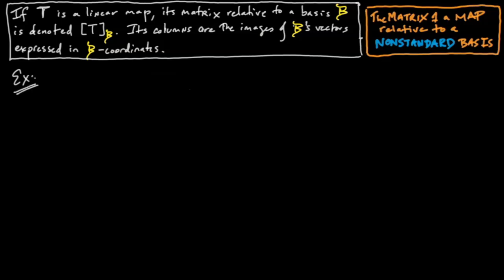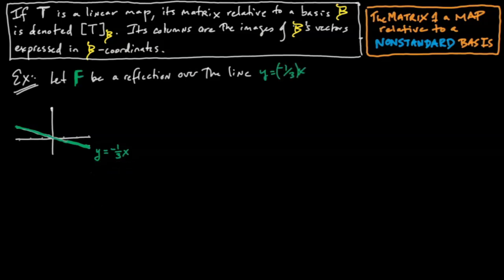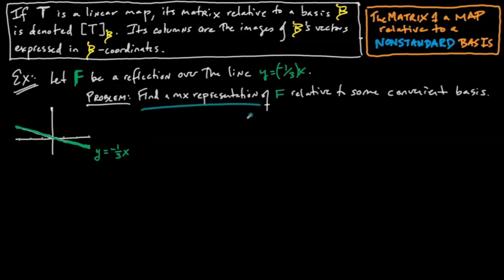To maximize the intuition we can bring to bear on a problem, let's consider a linear transformation of R2. And in particular, let's look at the line y equals minus 1/3 x, and we will let f be a reflection over this line. That is, of course, a linear map, so now I will pose a fairly open-ended problem. Find a matrix representation of f relative to some convenient basis.